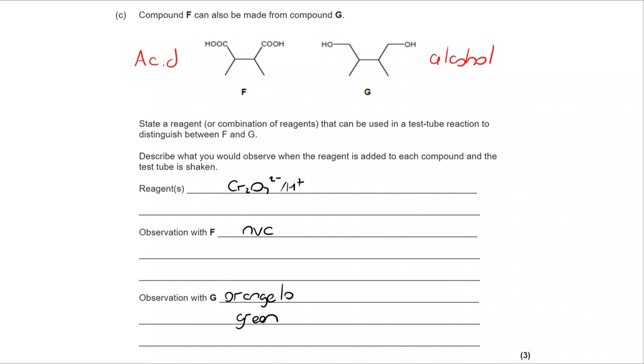It would go from orange to green. But alternatively, you might want to prove that the acid is the acid. To do that, you could add any metal or any metal carbonate. When you add a metal or a metal carbonate to a carboxylic acid, it will form a salt, it will form hydrogen, and because it forms hydrogen, it will effervesce. In this case, the alcohol, there will be no visible change.